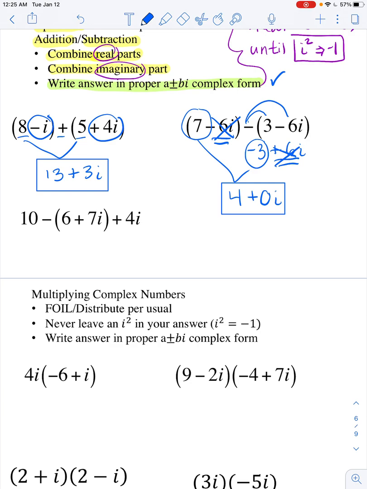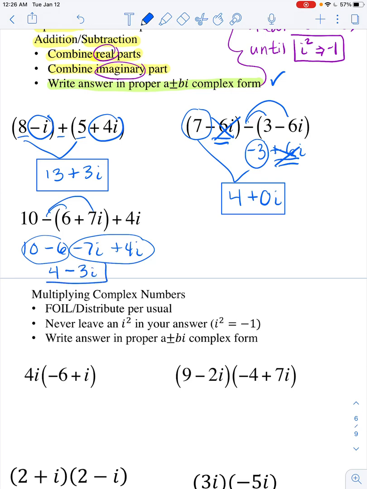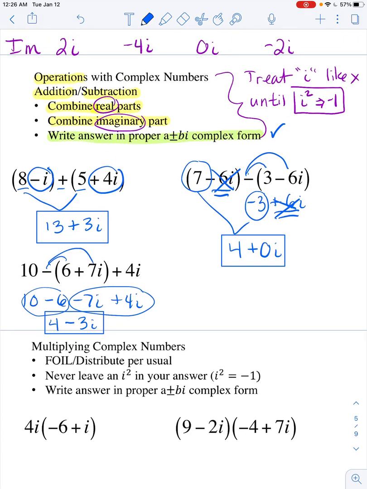What would you do here? Same thing. You would distribute the negative, so you'd be right here. And then you would combine like terms. Well, these are both real, so they become 4. These are both imaginary, so just as if I had had a negative 7x plus 4x, I just say, oh, that's going to go together to be negative 3, and then it would be an i instead of an x in this case. Okay, well, I didn't encounter any i squareds, so that part was pretty easy. Well, that's because I was just adding and subtracting.